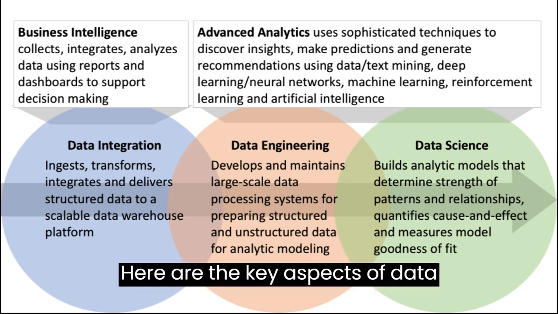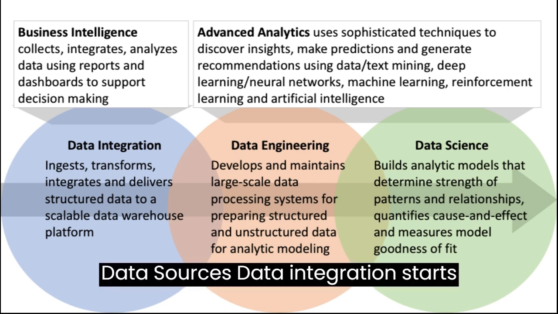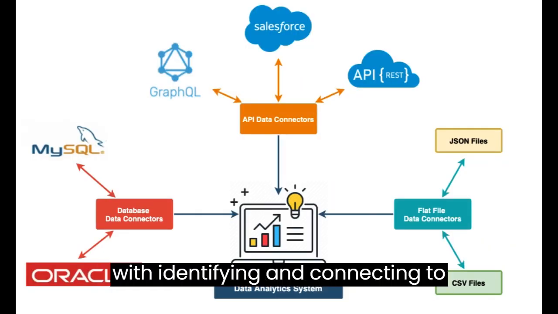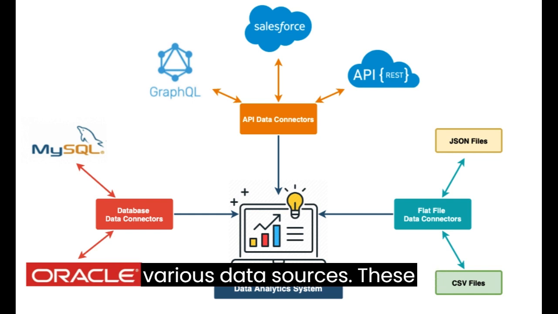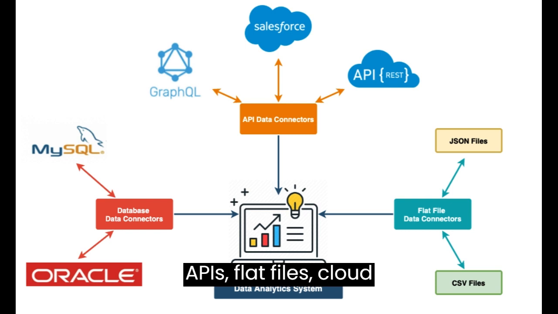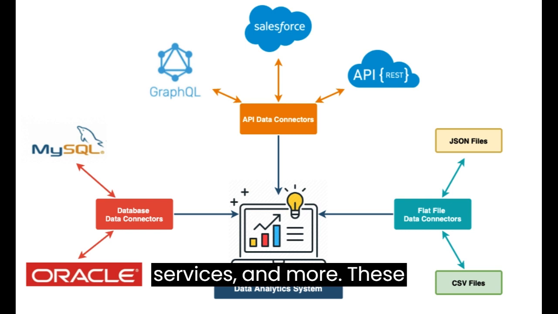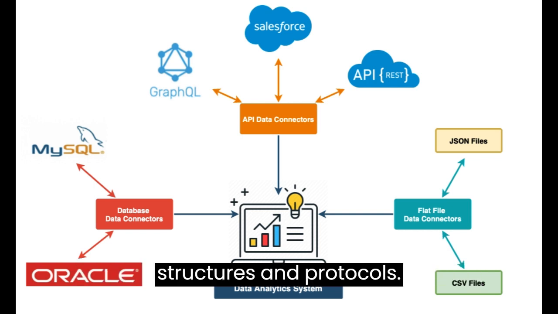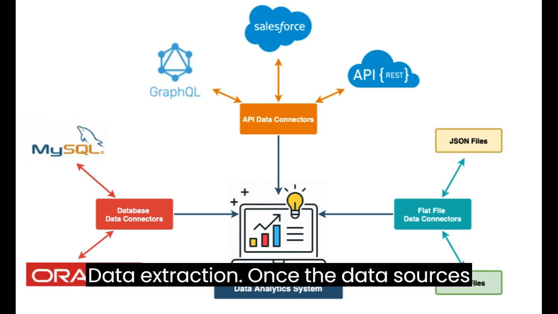Here are the key aspects of data integration in data engineering. Data sources. Data integration starts with identifying and connecting to various data sources. These sources can include databases, APIs, flat files, cloud services, and more. These sources may have different data formats, structures, and protocols. Data extraction.